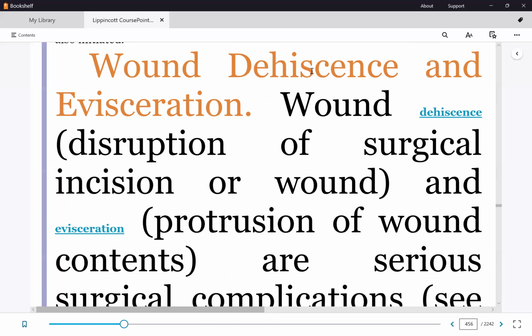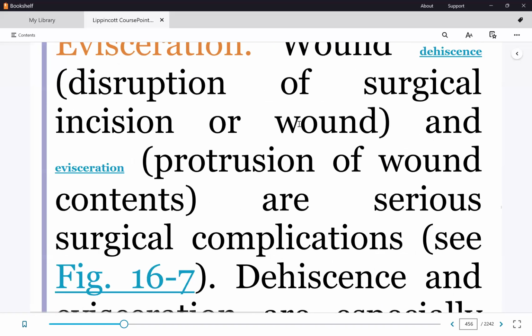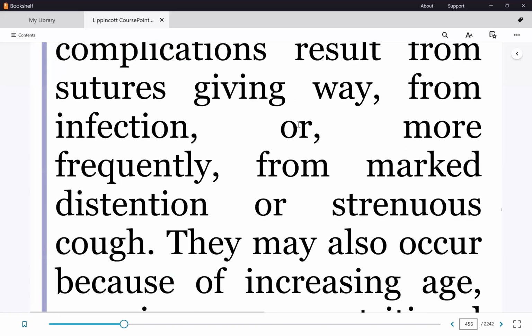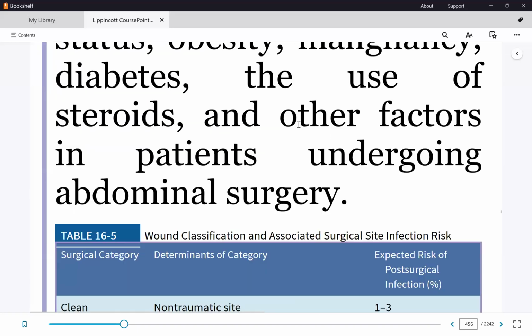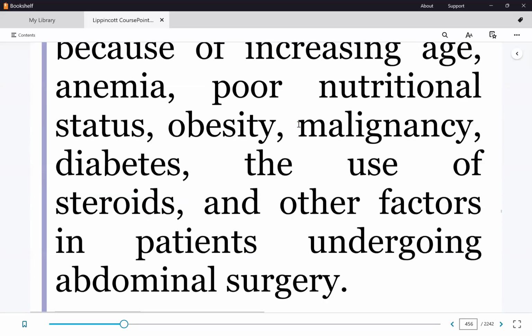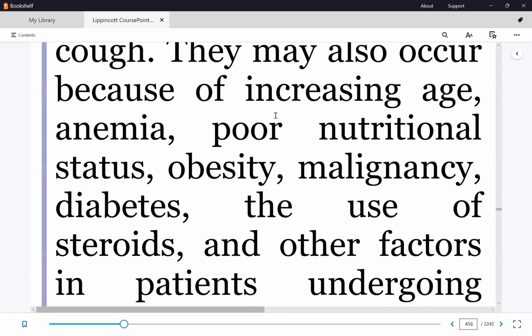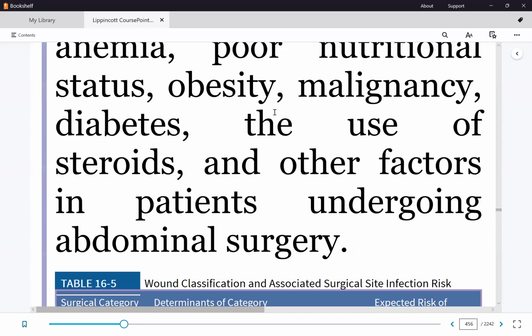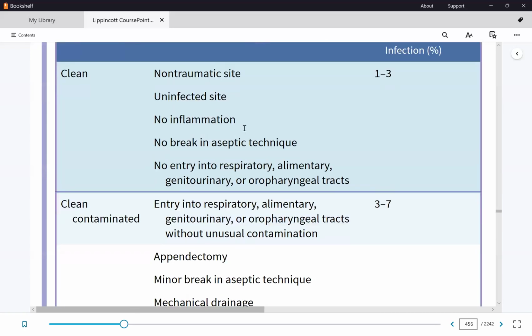What's the difference between dehiscence and evisceration? Dehiscence is when the incision opens. Evisceration is when there's pressure and bowels come out. Okay, pieces of bowels come out. Yeah, evisceration. And these are the factors that will predispose to dehiscence and evisceration: obesity, malignancy, cancer, diabetes, or people on steroids.